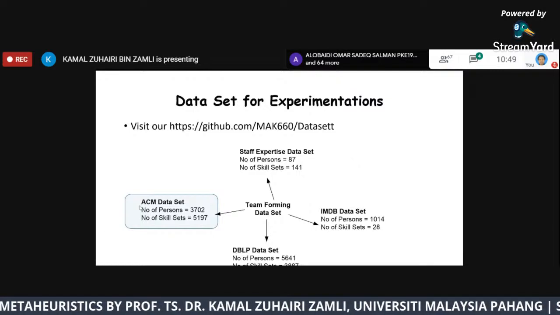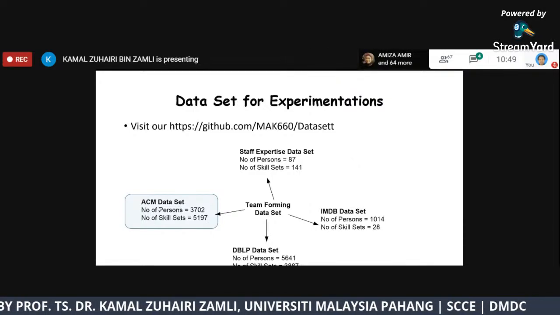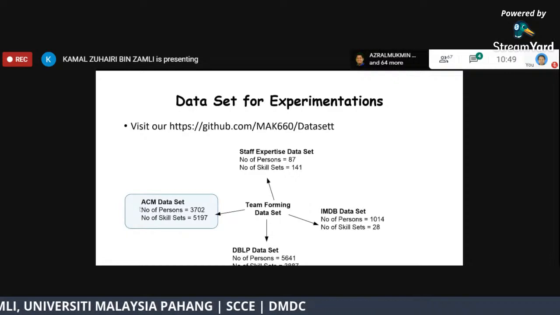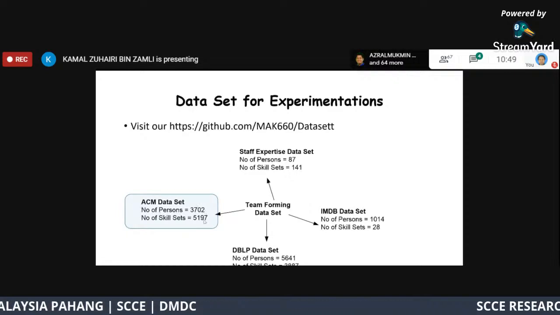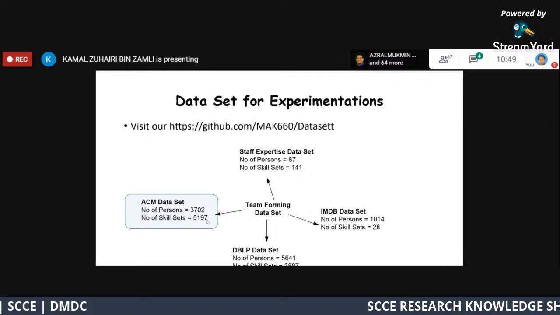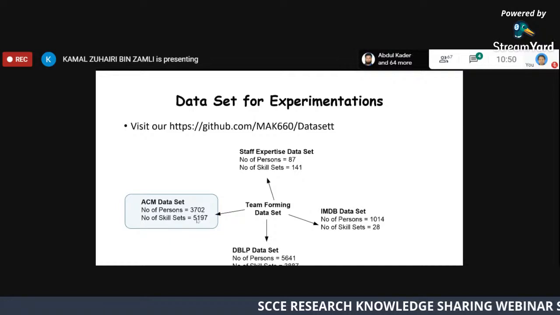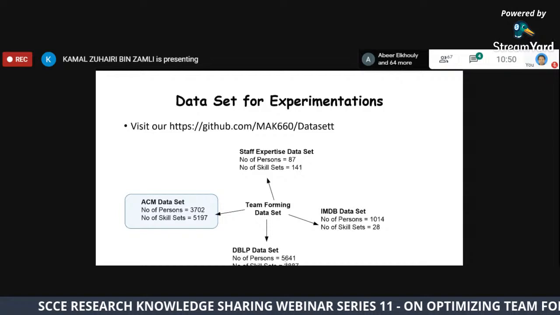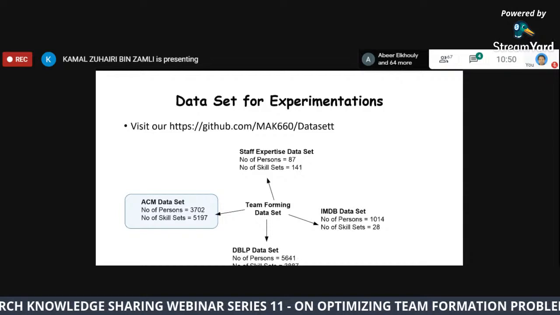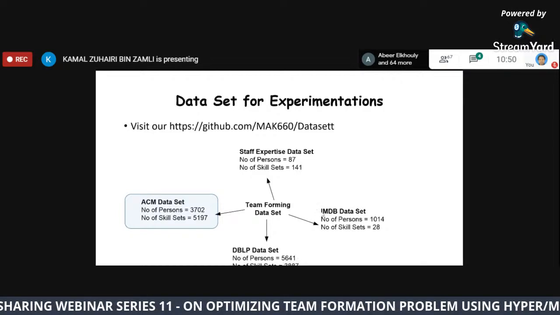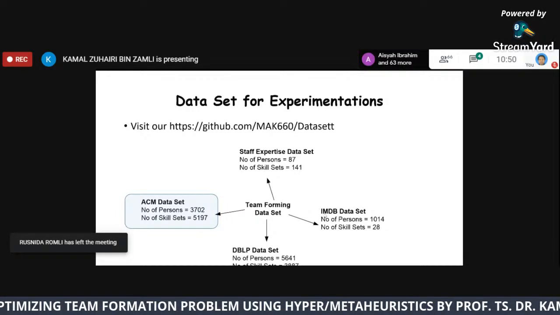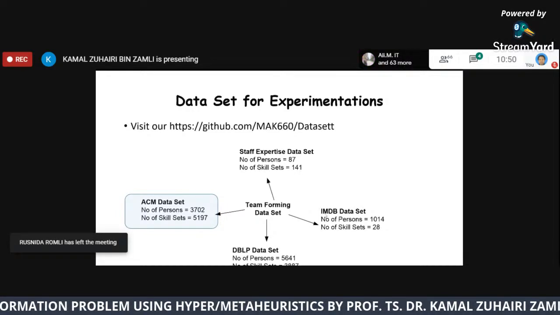But we have the ACM data set, where these are ACM papers with a number of persons with skills. The number of persons is 3,702 with a set of 5,000 skills. DBLP has 5,000 persons and 3,800 skills. This is IMDB, so it's not 1 MDB. Just in case people thought this is 1 MDB, no.